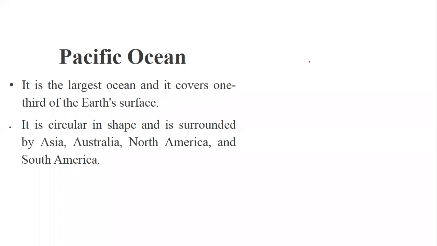Pacific Ocean. It is the largest ocean and it covers one third of the Earth's surface. It is circular in shape and is surrounded by Asia, Australia, North America, and South America.